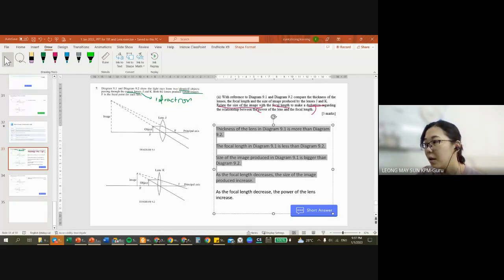Teacher, can you still get marks if wrong cancel right? If wrong cancel right, then 1 mark will be cancelled off. All right, if wrong cancel right, 1 mark will be cancelled off.